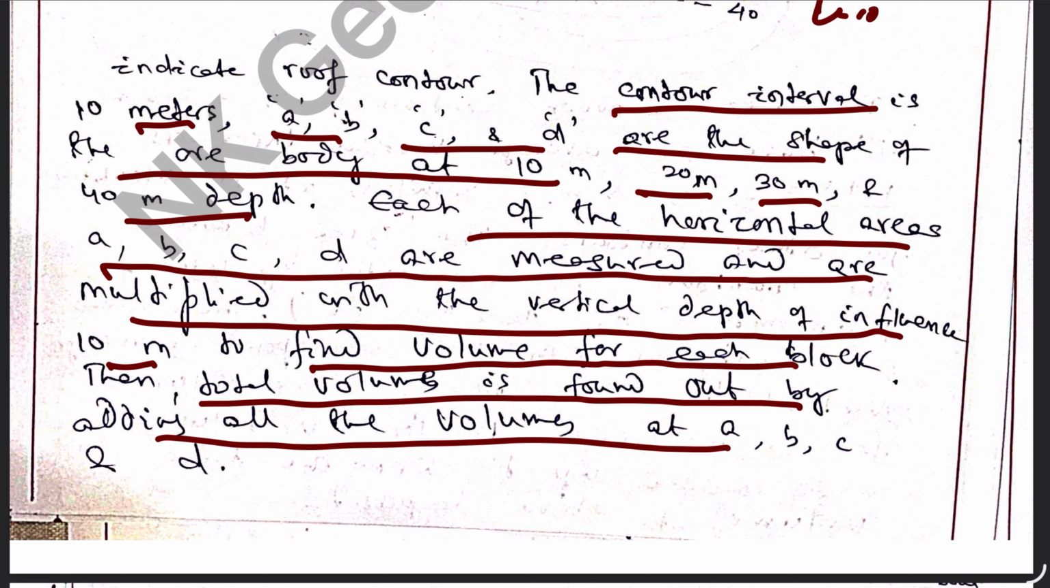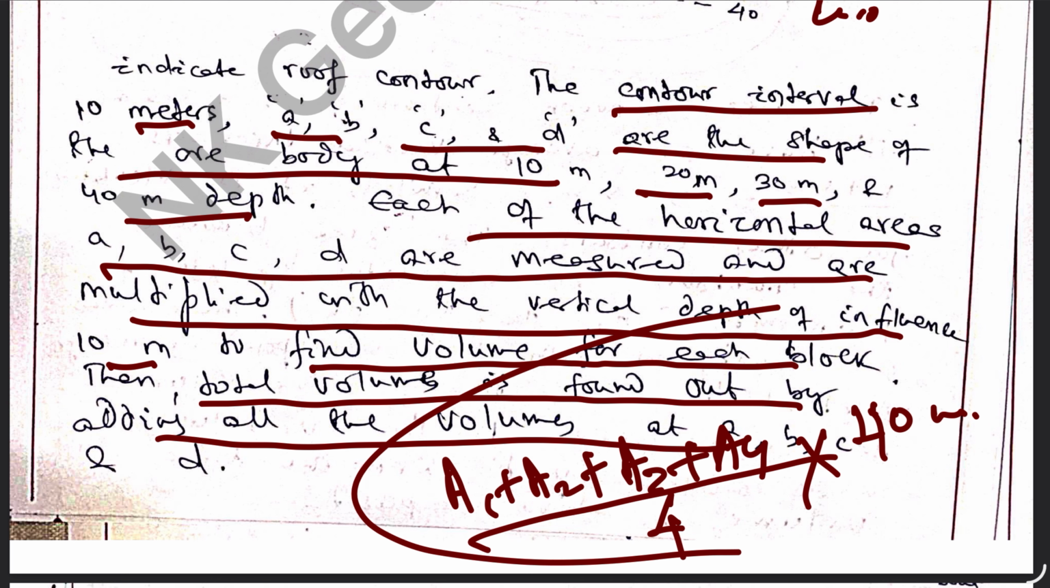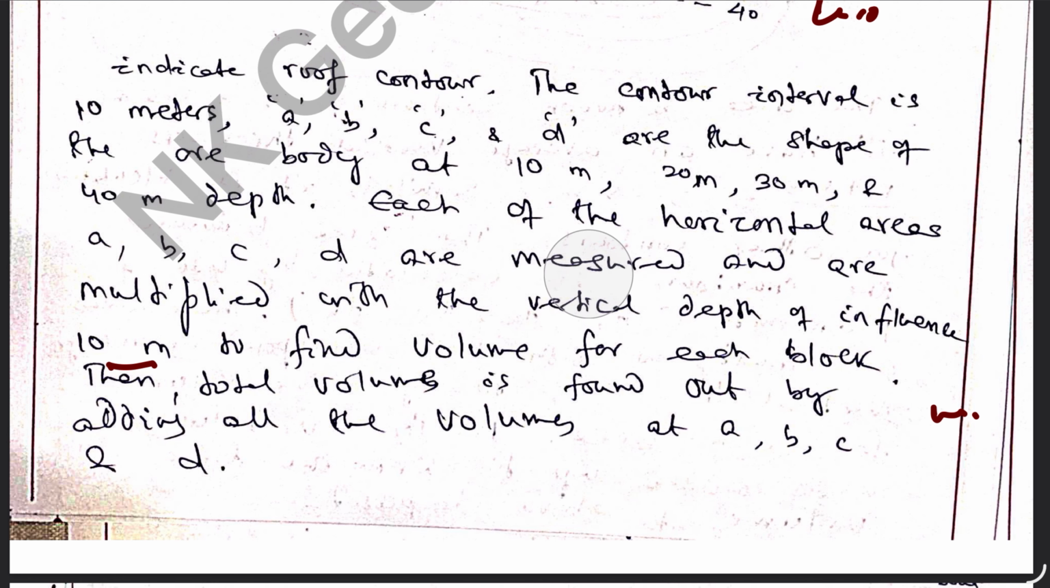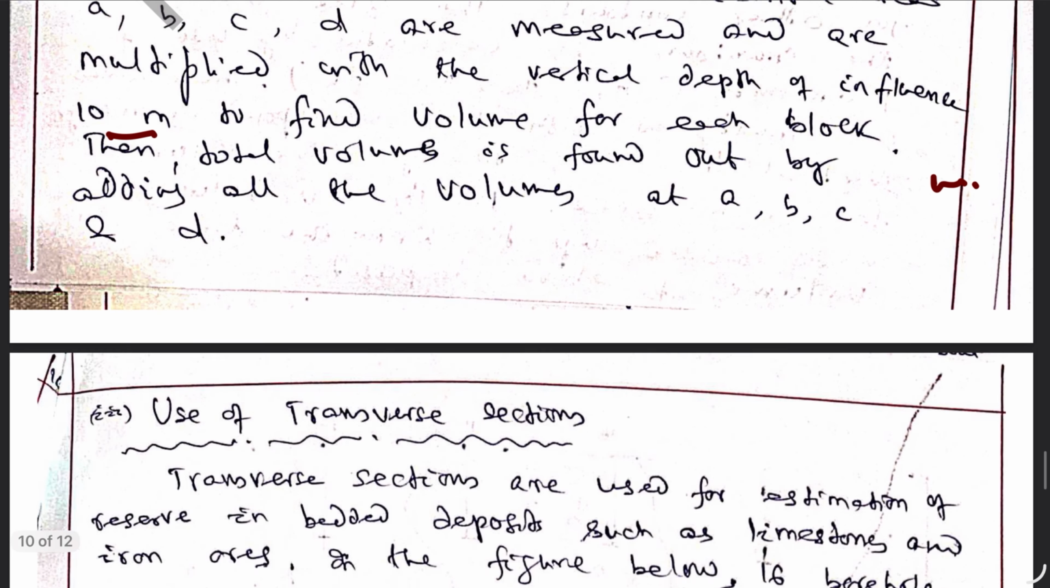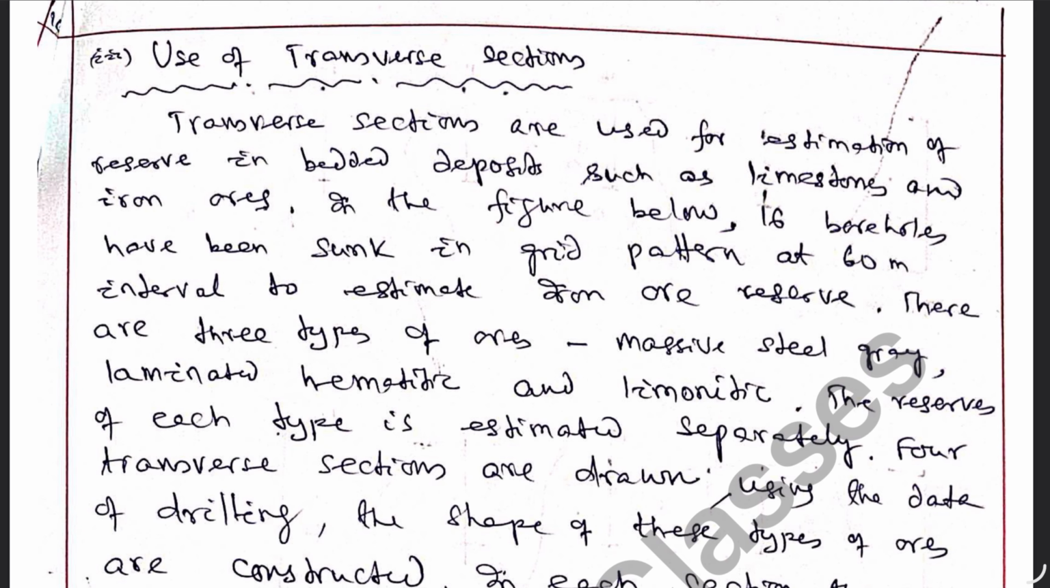Or we can take the average of A1 plus A2 plus A3 plus A4 divided by 4 into total depth. It may be 40 meters. That will give you the volume. So in this way the volume is found out, and once the volume is found out, the reserve is calculated by multiplying it with the specific gravity. Then let us discuss what is the use of transverse sections.